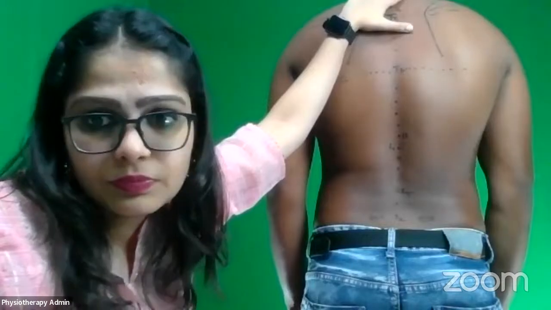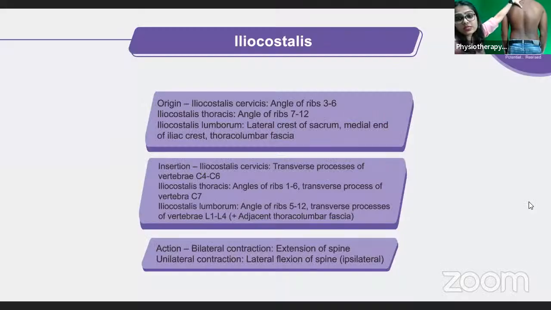Now we will see the play of vertebrae, that is another muscle. Bilateral contraction of this will cause extension, and unilateral contraction, because it is not attached to the spine but attached to the ribs, will cause lateral flexion of the spine.